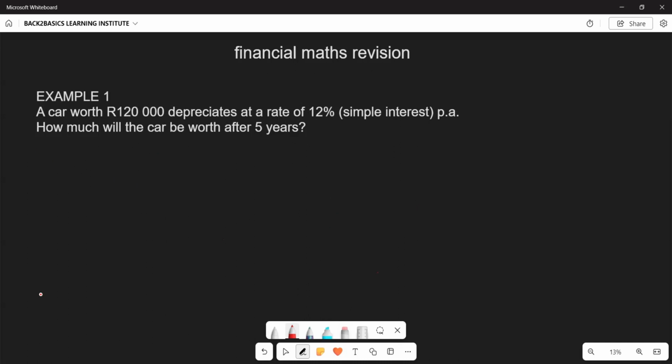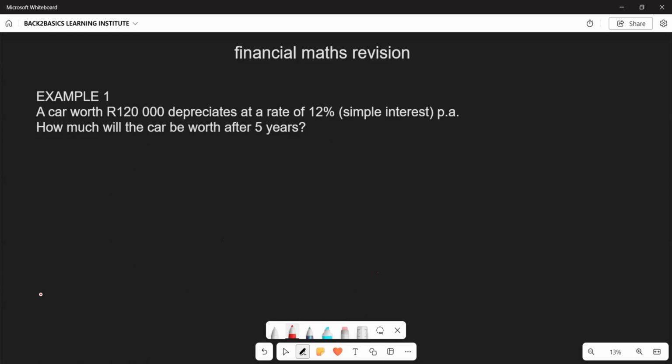All right. Now let's look at this particular example. Example one: a car worth 120,000 depreciates at a rate of 12% simple interest per annum. How much will the car be worth after 5 years, right?